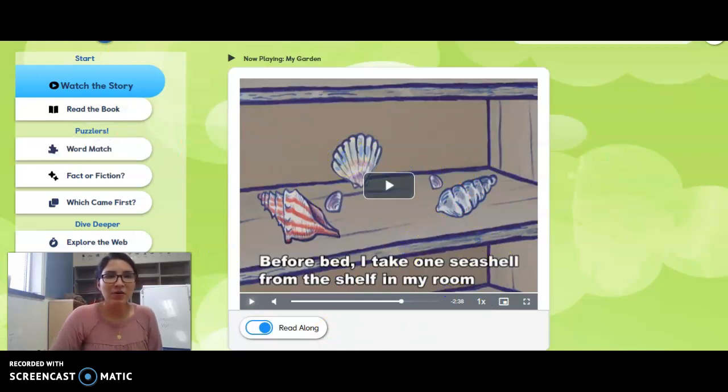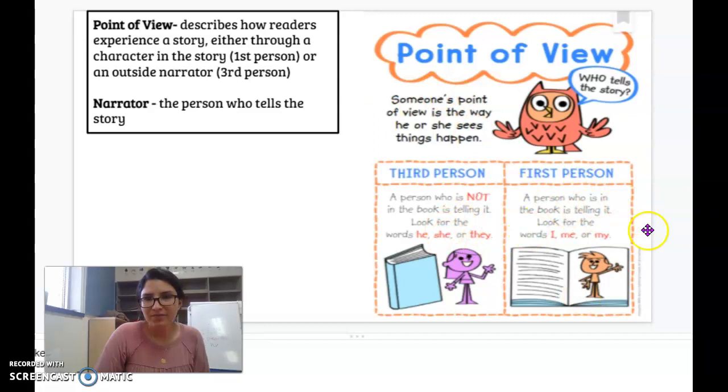Let's go ahead and look at our poster real quick. All right. So first person point of view, a person who is in the book is telling it. So look for the words I, me, and my. And I know I keep going over this. I just really want you to remember these words. And then third person point of view, a person who is not in the book is telling it. See? Not in the book. Look for the words like he, she, and they.